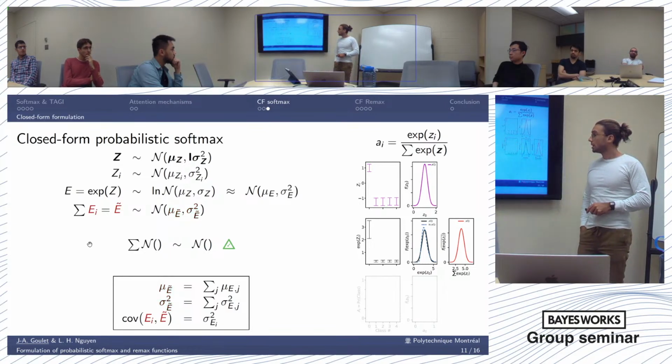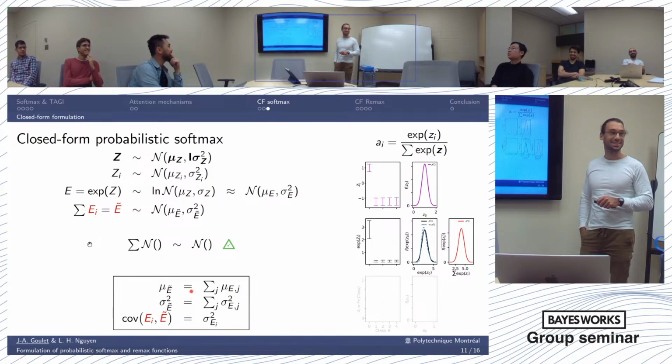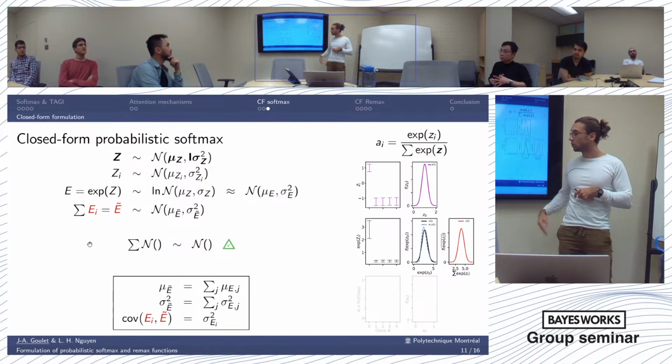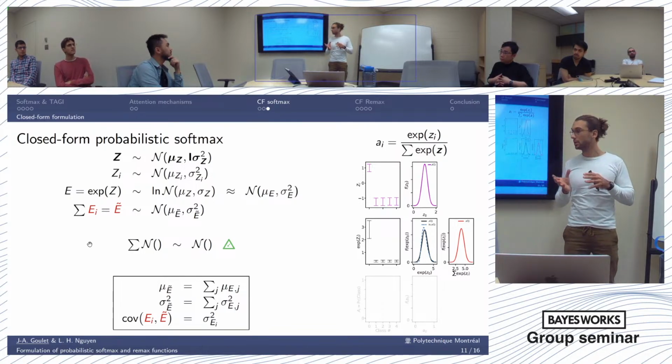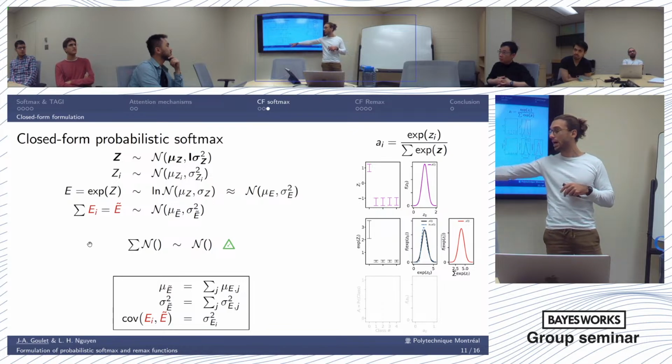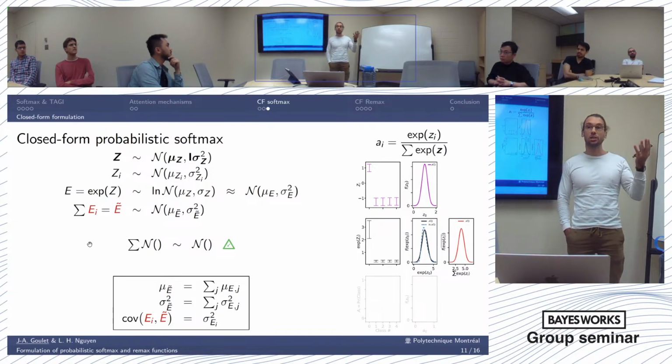Okay? Then the covariance between e_i and E tilde, we're going to need that later on. What is it? Anyone knows? It's written there, but why is it this? So E tilde is the sum of all e's. Why can I say that the covariance between e_i and E tilde is simply the variance of e_i, the ith component of my vector? Independence plays a role here.